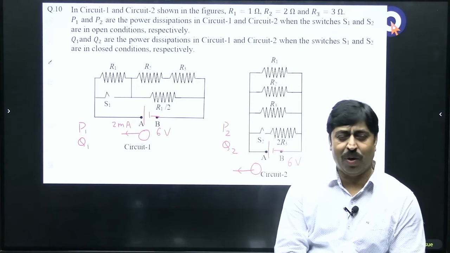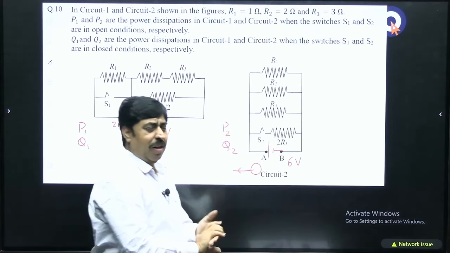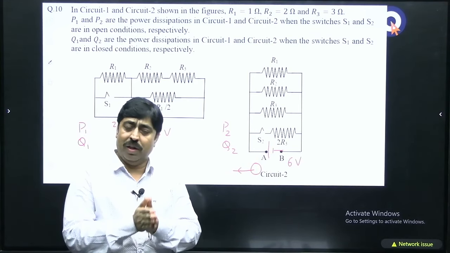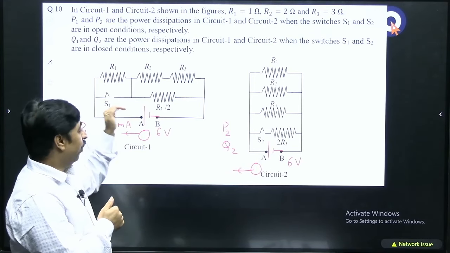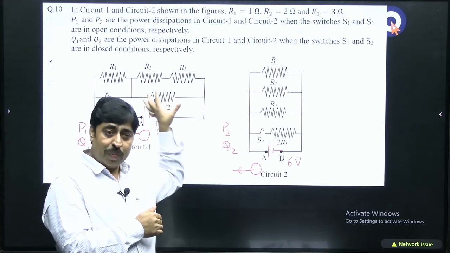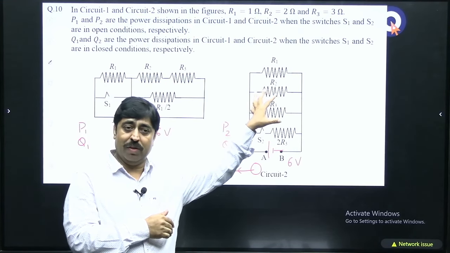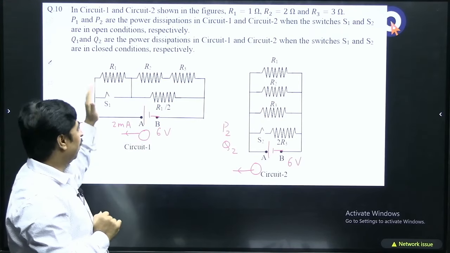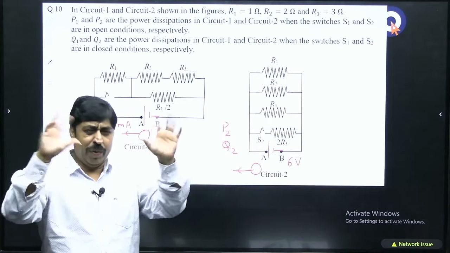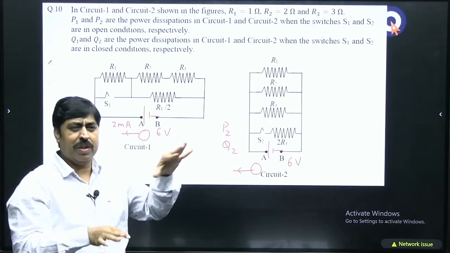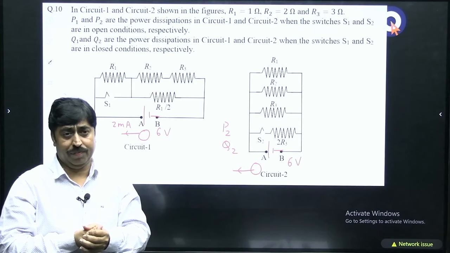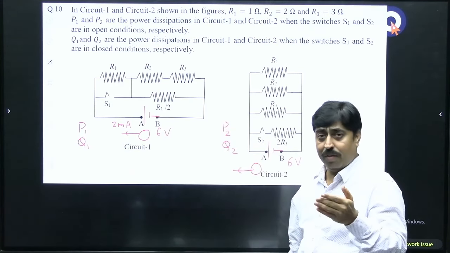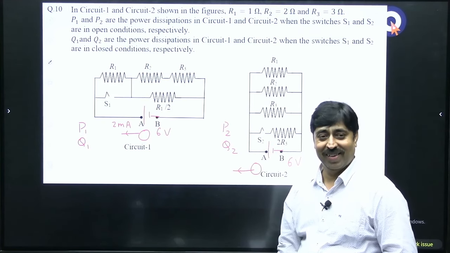So, in a nutshell, what the question is asking is, if you connect the same EMF cell in the two circuits and switches remain open, then how much power is consumed here? How much power is consumed here? Which one is larger actually? Similarly, when switches are closed, then again we have to make a comparison: which circuit consumes more power? That is why I'm saying that it is very easy. Many of you must have guessed the answer also.